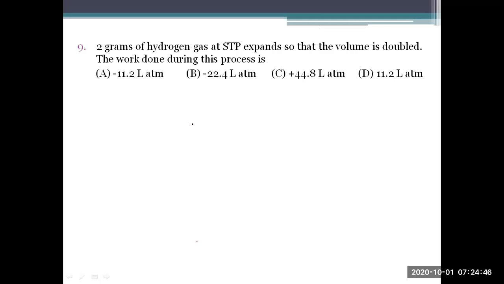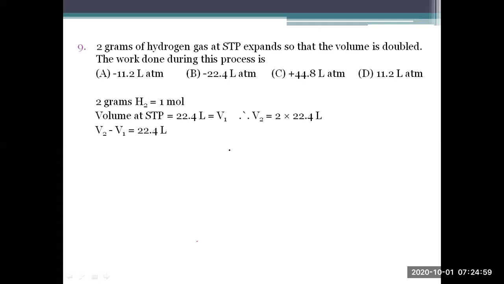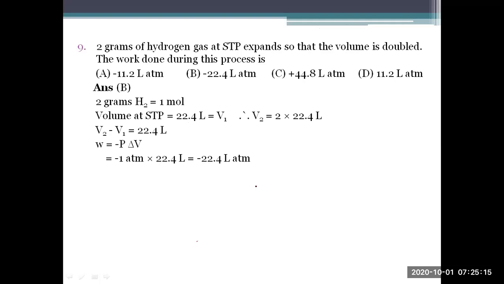What's the answer? 2 gram is nothing but 1 mole, right? 1 molecular mass. So volume at STP 22.4, V1, V2. So no problem. V2 minus V1 will be same, 22.4. W is equal to minus P delta V. So it becomes minus 22.4 liter. So option B is right. Come on. Write down. Let me know when it is finished.